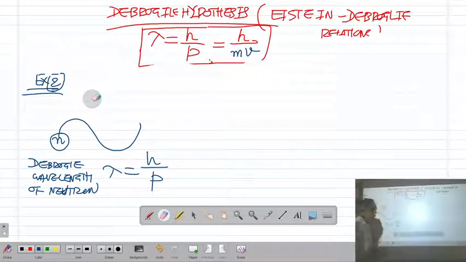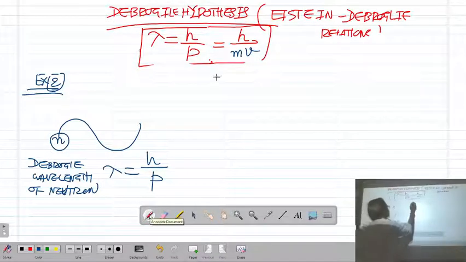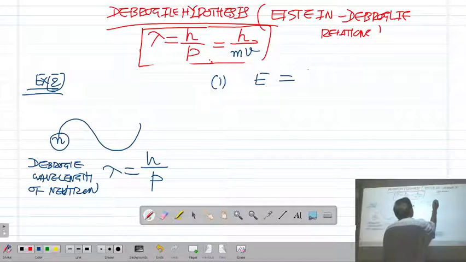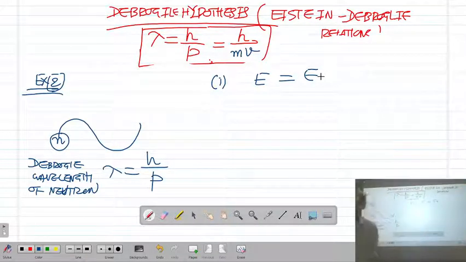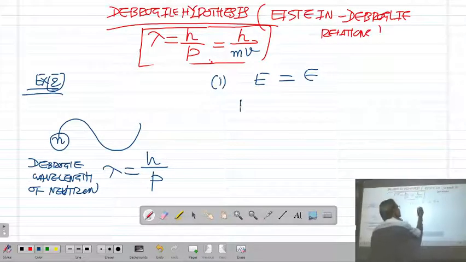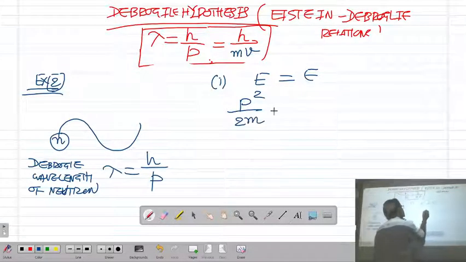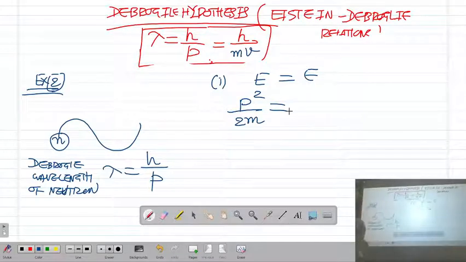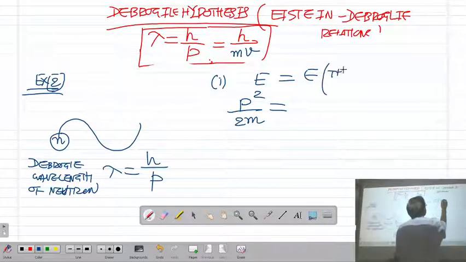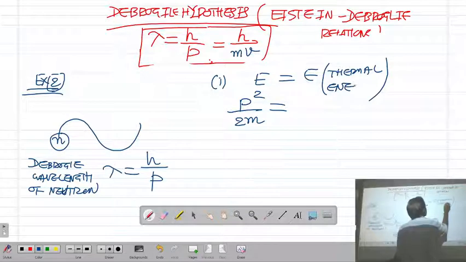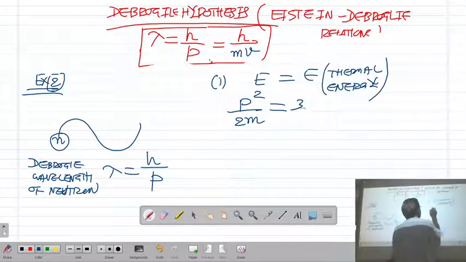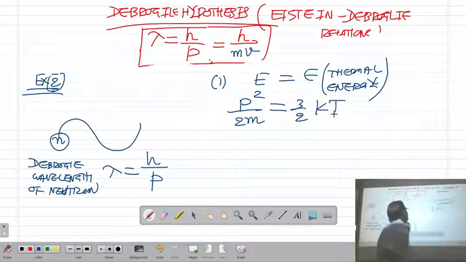we will compare two equations of energy. You know the total energy of the thermal neutron is the kinetic energy plus potential energy, which is 0. So the kinetic energy of the thermal neutron is p square upon 2m. And the thermal energy, that means the energy of the neutron at temperature T, is given by 3 by 2 kT. Right?